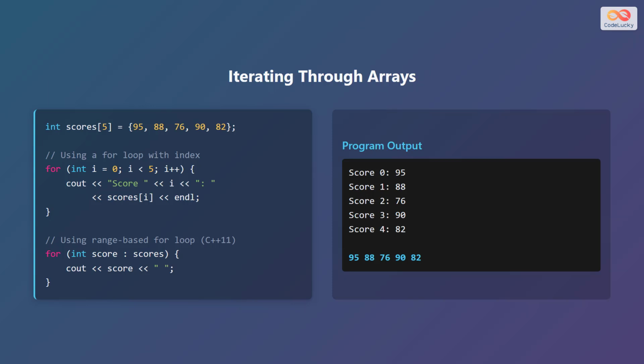To iterate through the array using a for loop with an index, you can initialize a loop counter to 0, increment it until it is less than 5, and then access each element using scores with index i. Alternatively, you can use a range-based for loop, which simplifies the iteration process. This loop iterates through each element in the array directly, assigning the value of each element to the variable score. For example, the output shows each score printed on a new line using the index for loop, and then all scores printed on the same line using the range-based for loop.